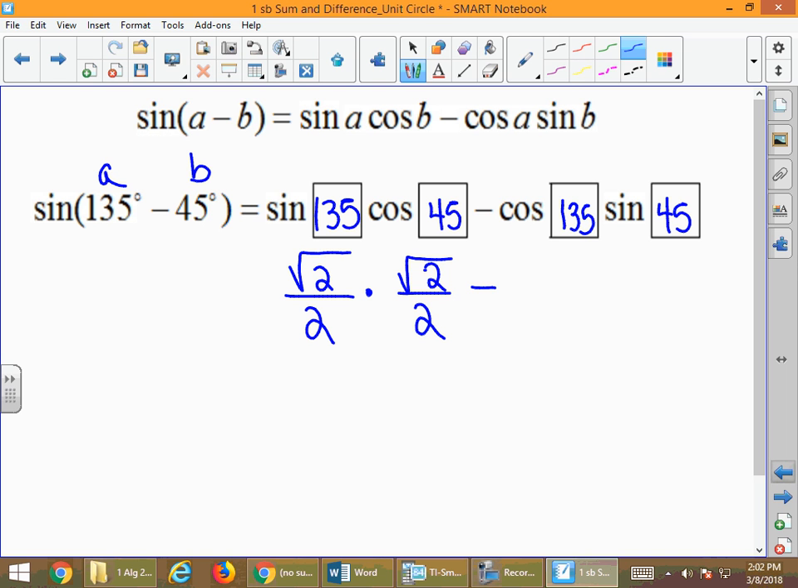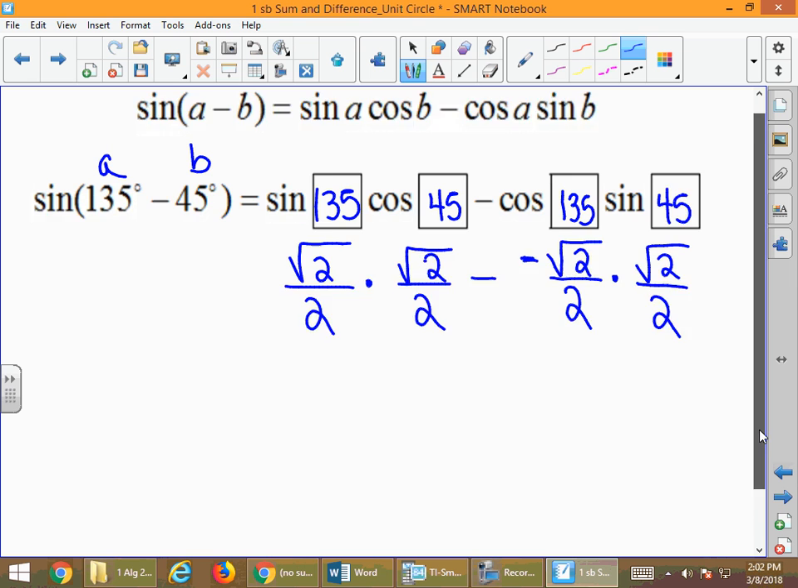Now, cosine of 135. Well, cosine of 135 is square root of 2 over 2. 135 being in the second quadrant, do we need to make that function negative? Yes, cosine is negative in the second quadrant. So this is going to be minus, and then it's negative, square root of 2 over 2. And then sine of 45, square root of 2 over 2.